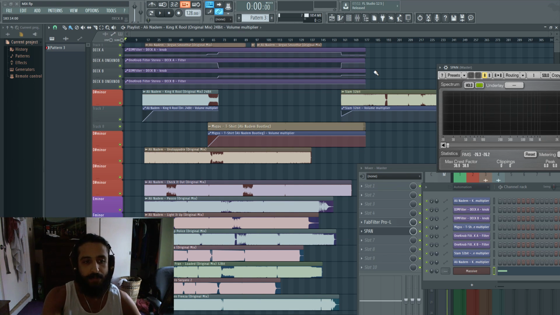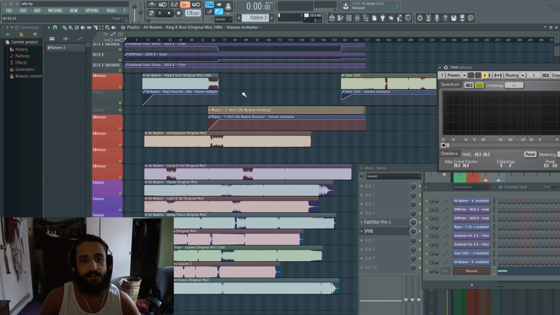I labeled these manually. So for instance, Ali Nadem King K Rool, it's D sharp minor. The root note is D sharp. And we'll talk about how low you should go and possible problems. With this, I think the bass travels up. It might start at D sharp and then go E or F. And you just have to go with what sounds good to you musically. I just go by ear.